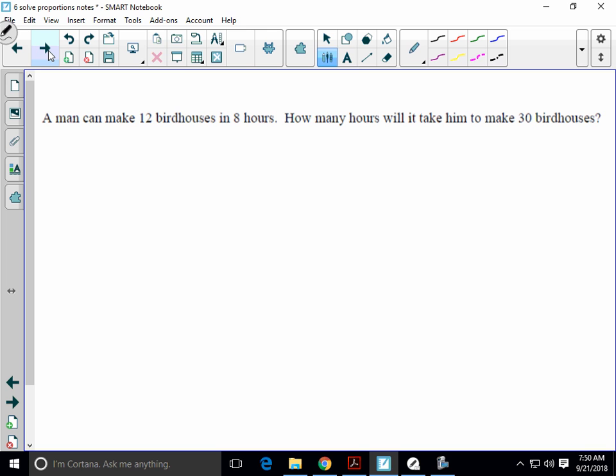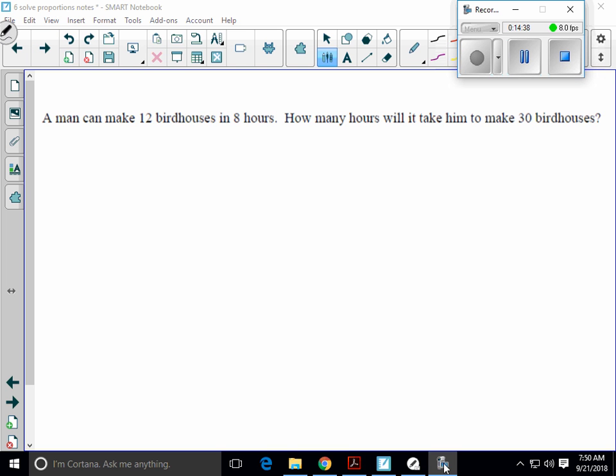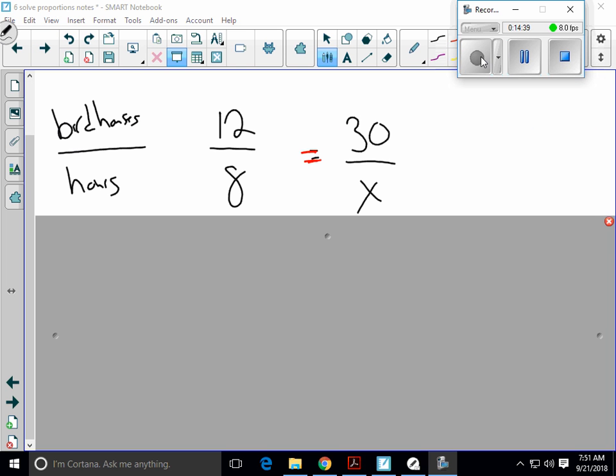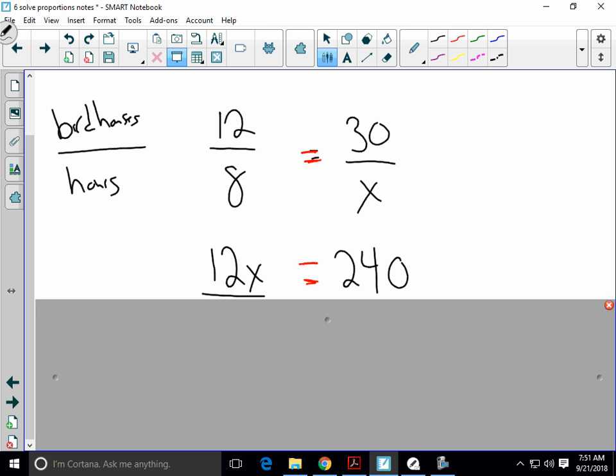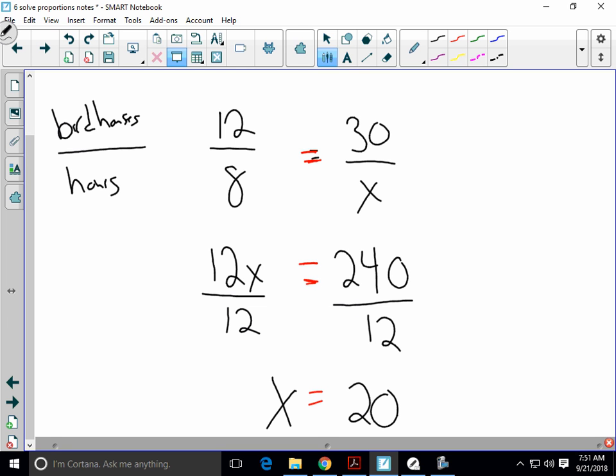Okay, see if you can do this whole last one. Okay, comparing birdhouses to hours, I want to figure out how many hours for 30 birdhouses. Cross multiply, divide out that 12, you should have gotten x equals 20 hours.